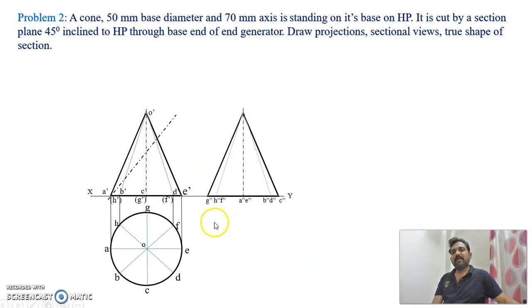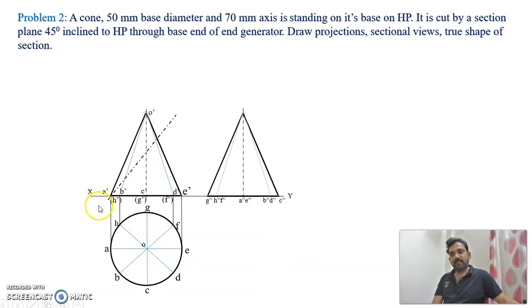Okay, now let's mark the cutting plane. So here I have marked the cutting plane. It is cut by a section plane inclined 45 degrees to HP, passing through the base end of the end generator. So this is the base end of the end generator. A line passing from here inclined at an angle of 45 degrees will become the cutting plane. So draw a cutting plane at an angle of 45 degrees passing through the extreme corner of the cone. Why is this the base end of a generator?